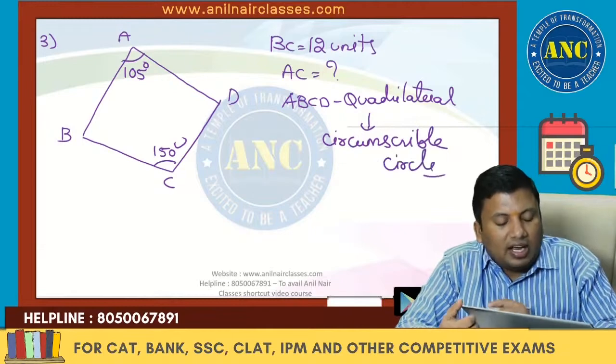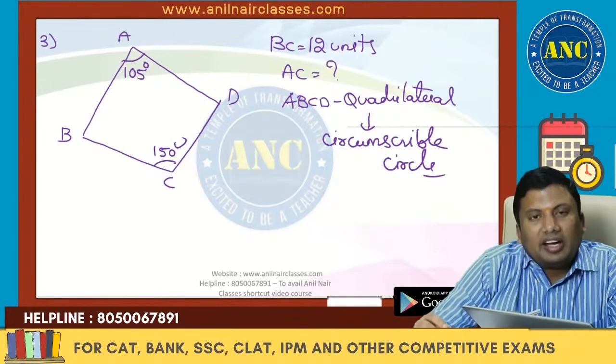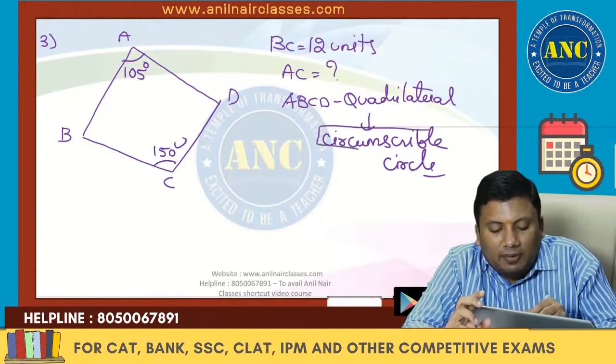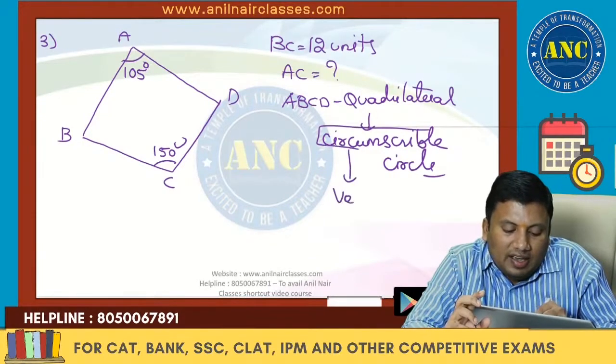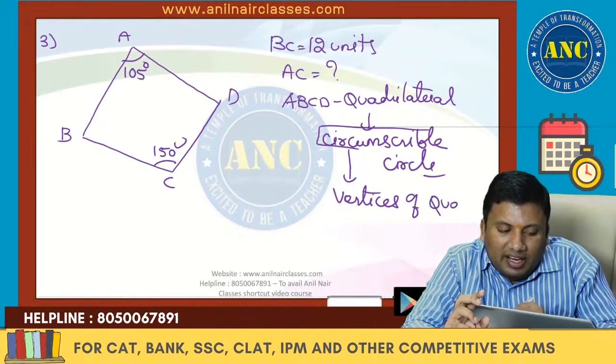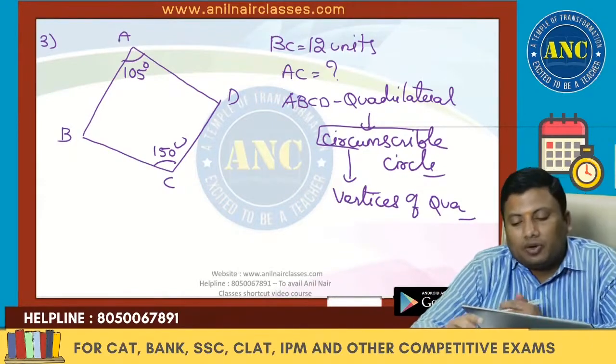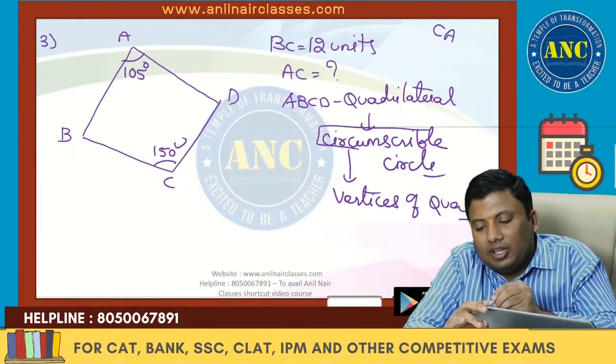If a circle can be circumscribed on this quadrilateral, what do you mean by circumscribed? The circle which touches the vertices of a quadrilateral. See here, sir, most of the students will think that it is a difficult question. For your information, this is a CAT replica question. You will understand the kind of questions that are asked in CAT.